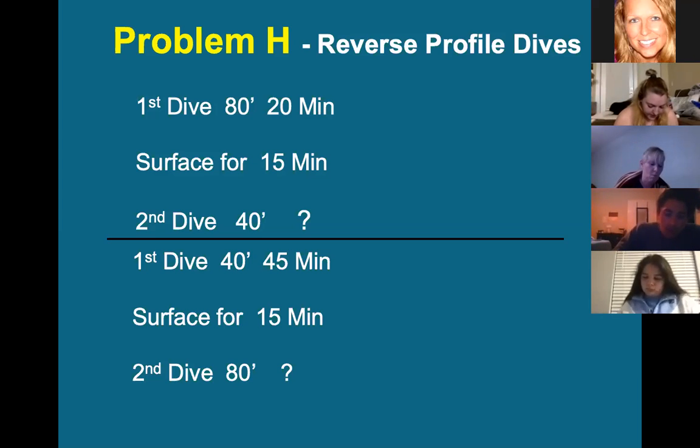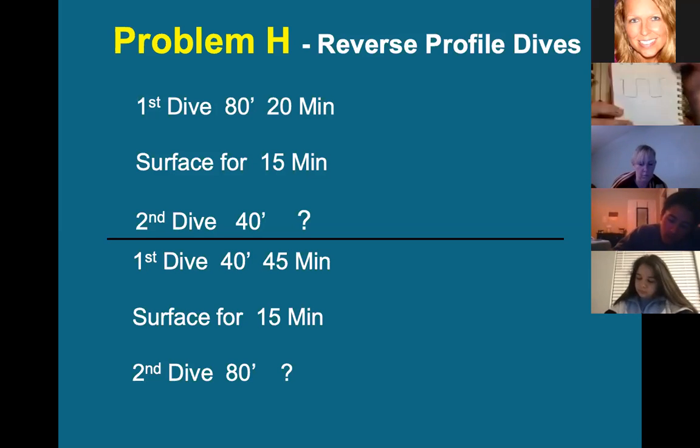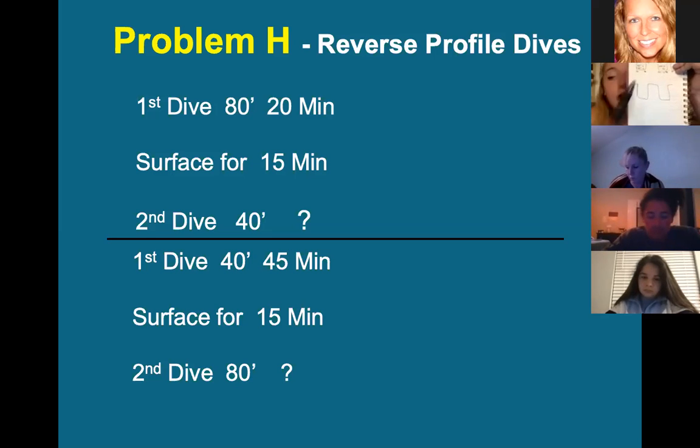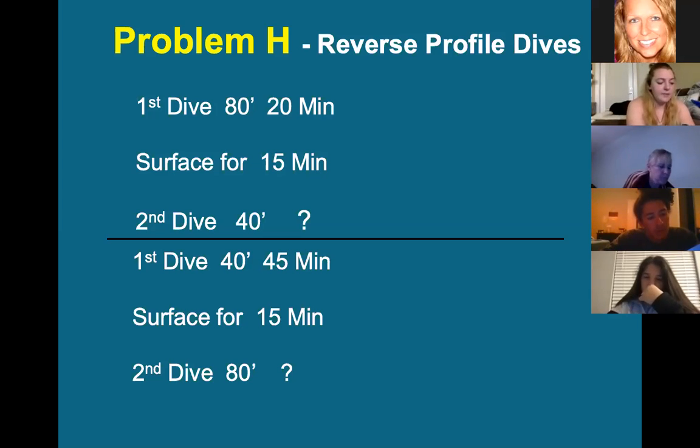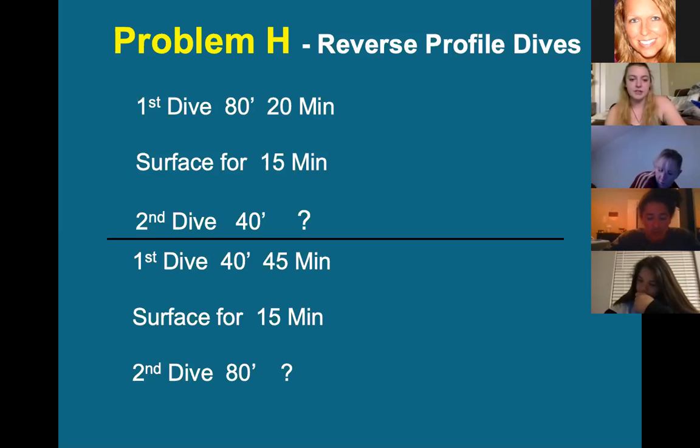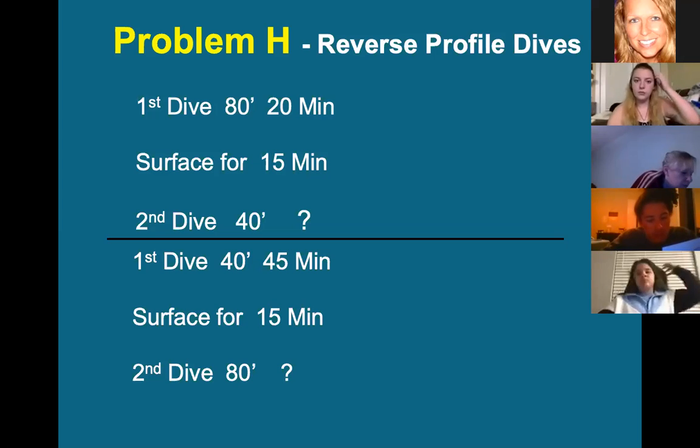So the best thing to do with these is to fill out what you know. I know I'm not the best drawer, not an artist, but if you draw out the dive tables like they were in the previous slides, it'll help you. So if we fill in what we know, our first dive is 80 feet for 20 minutes, and we do a surface interval of 15 minutes, and then our second dive is 40 feet for how many minutes? This is just like what we did a while ago before the 3 dive problems. It's just a simple 2 dive problem. You should already have the answer.